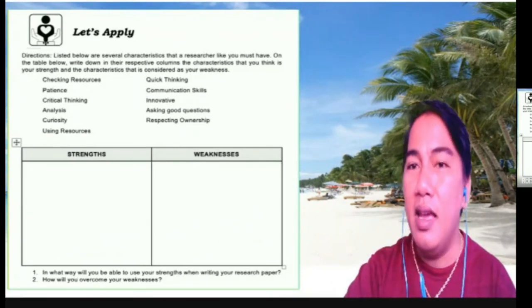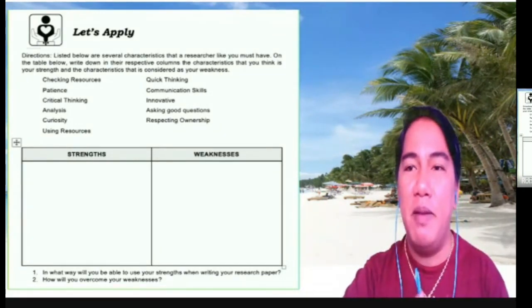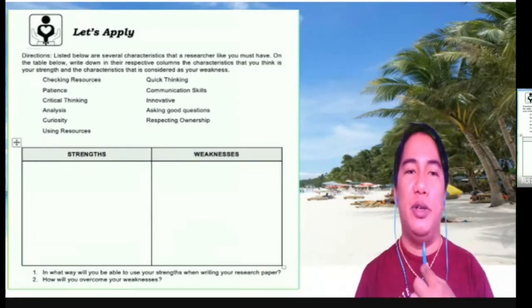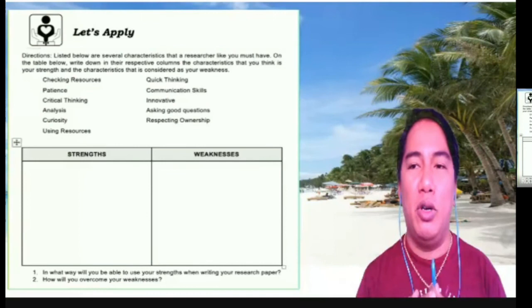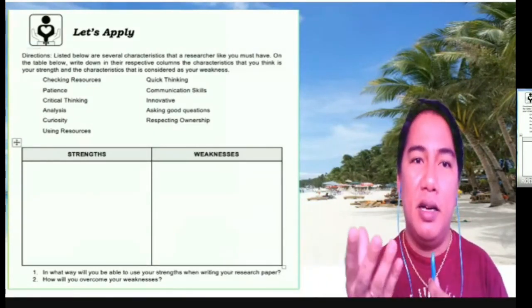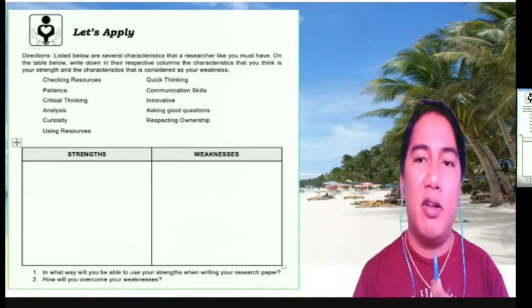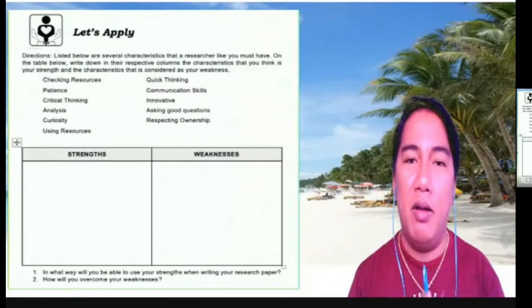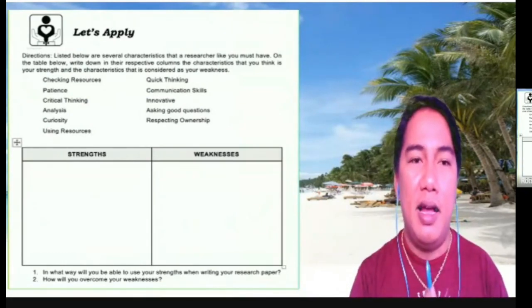Okay, so the remaining time will be for you to answer the module, and then what you're going to do is take photos of your module, and then convert those image into PDF file. If you're not aware of doing that, pwede kayong mag-download sa inyong phone ng PDF Maker.